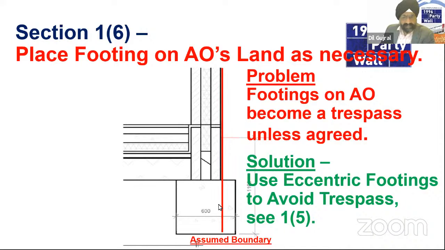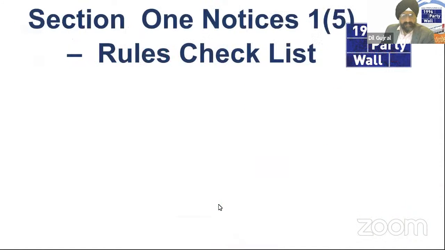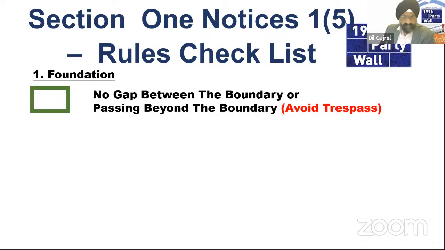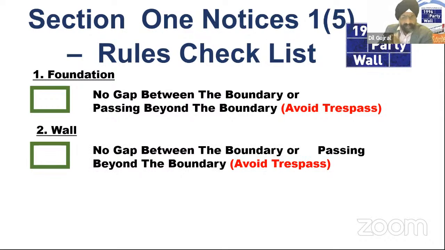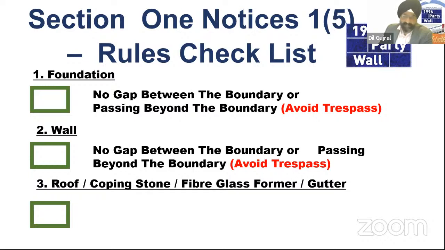Okay, so here's the assumed boundary again. Here's the 1.5 checklist. Foundation: make sure there's no gap between the foundation and the boundary, and that you're not going beyond the boundary. It's got to go right to the boundary. I've got to emphasize that. There's no gap between the wall and the boundary, or beyond the boundary, because that's trespass. Got to go right to the edge. We're taking stuff to the edge here, living on the edge. I think there might be a song about that.